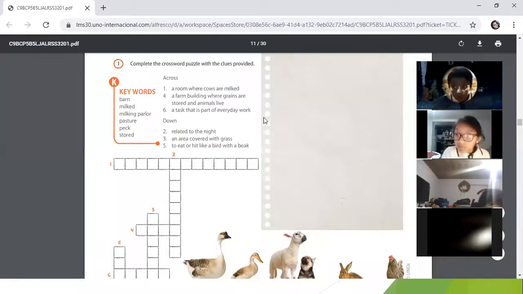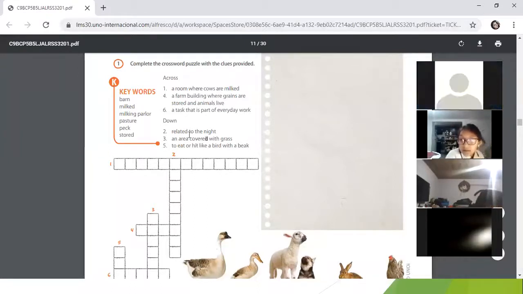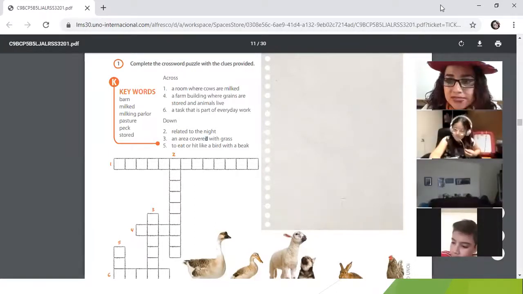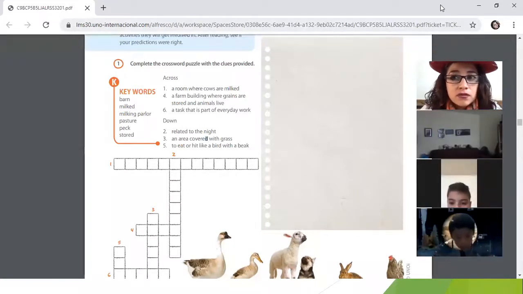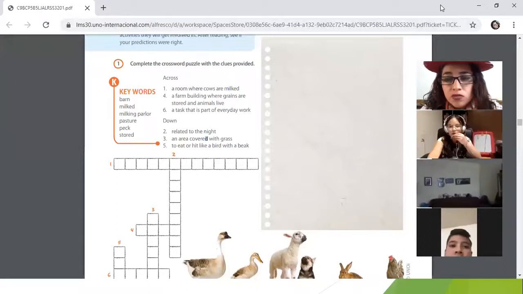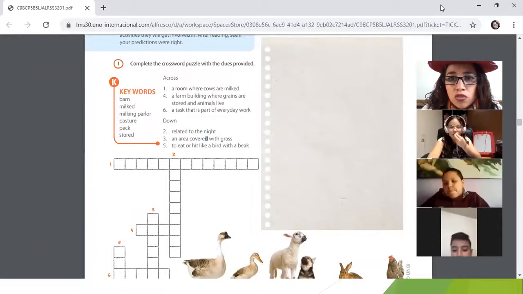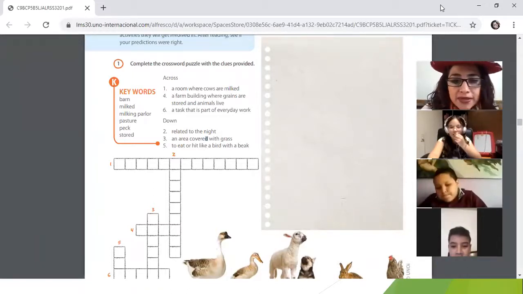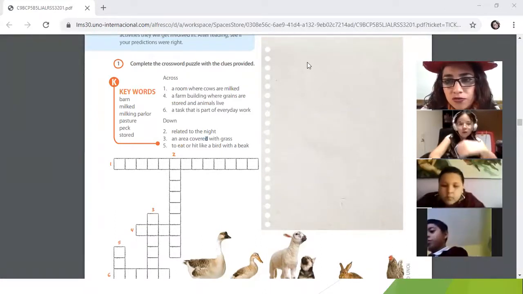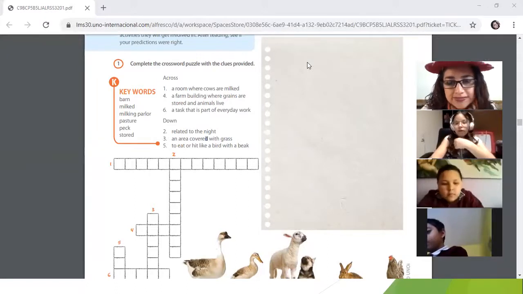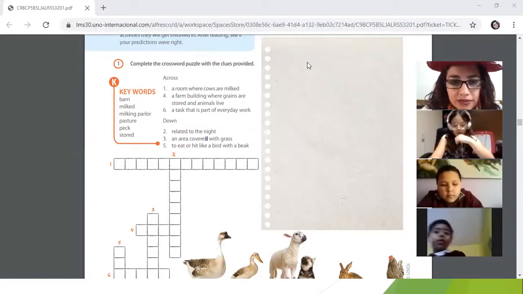Number two. The number two is related to the night. Do you remember what are those animals that prefer to eat at night? Nocturnal. Ruby, can you please write it in the chat box? Nocturnal. Number two, nocturnal. Excellent, Ruby.